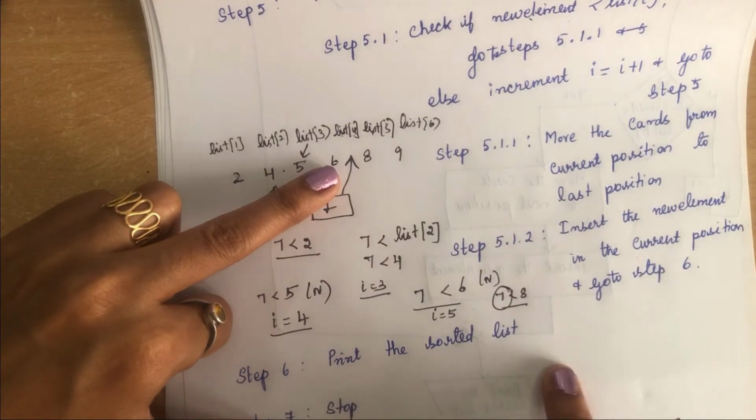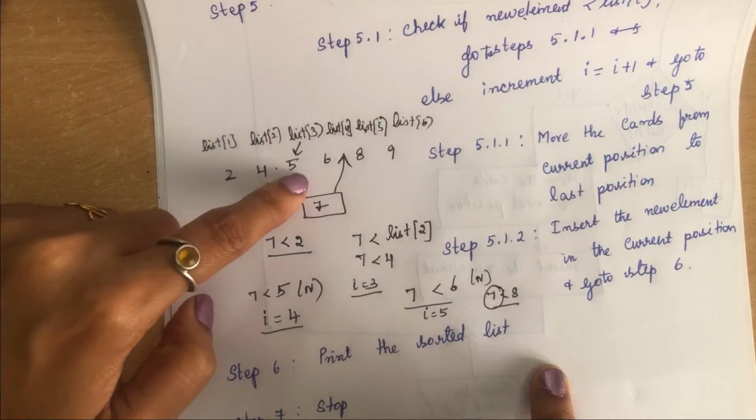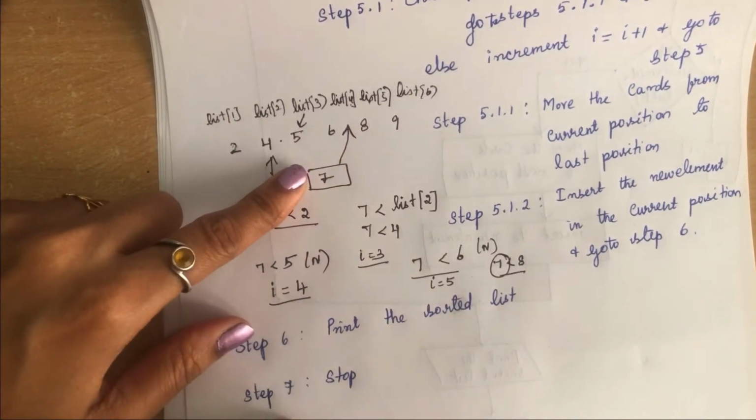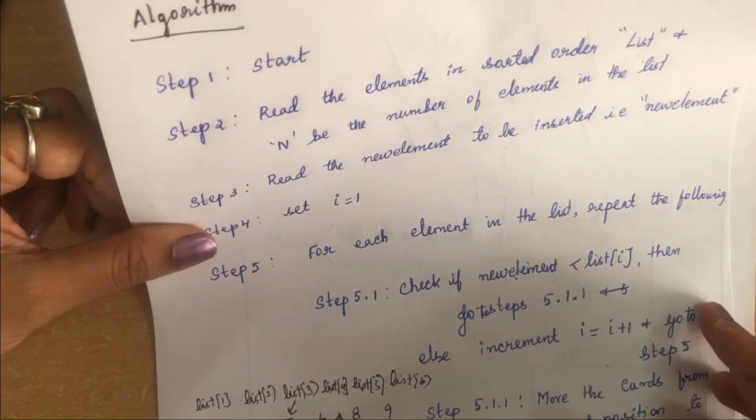In step 8 I'll print the entire sorted list. So what is the sorted list? I'll get 2, 4, 5, 6, 7, 8, 9. Then I'll be stopping this algorithm. I think you all have understood. Let me repeat it once again.